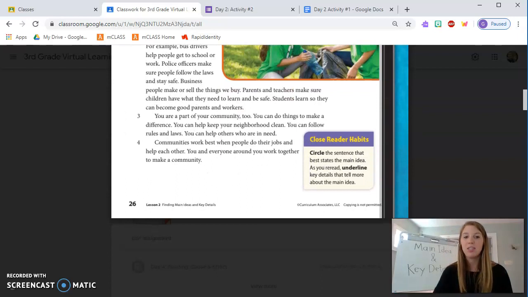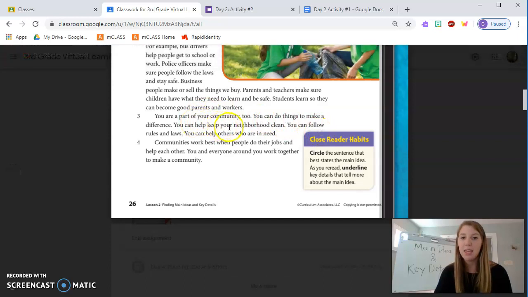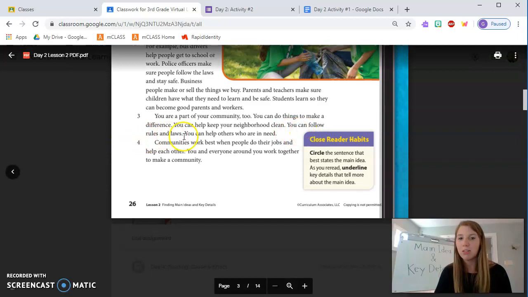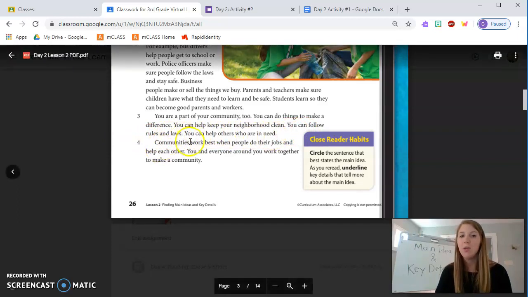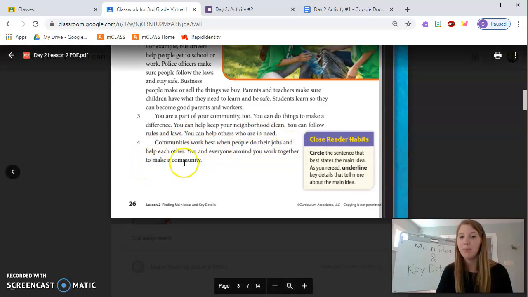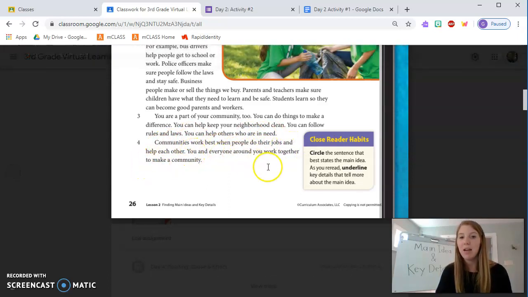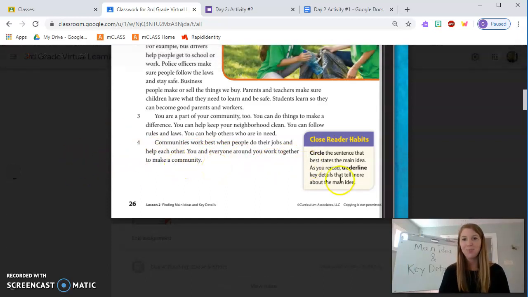You are a part of your community too. You can do things to make a difference. You can help keep your neighborhood clean. You can follow rules and laws. You can also help others who are in need. Communities work best when people do their jobs and help each other. You and everyone around you work together to make a community.